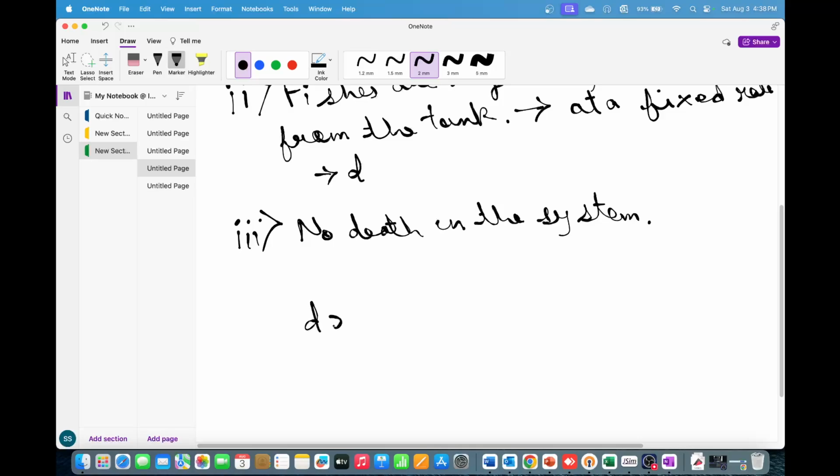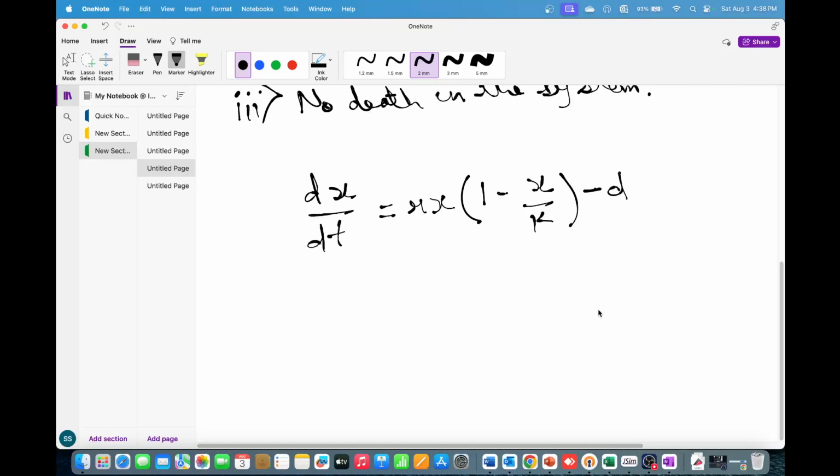If X is the number of fishes inside the tank, then the rate of change of the number of fishes in the tank, denoted by dx/dt, is given as R into X into 1 minus x by k, minus d. So where is every parameter coming from? R is your growth rate.